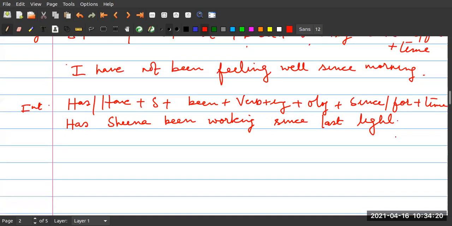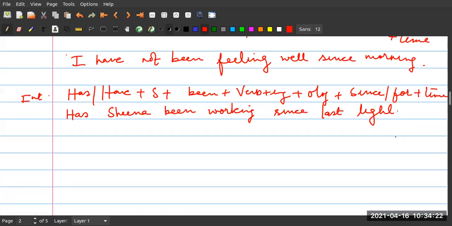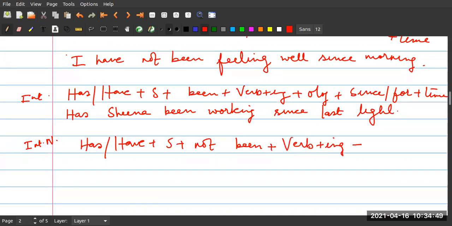Okay. Then the last one in this, interrogative negative. Interrogative negative is also very easy. You just have to add not after the subject. Has or have plus subject plus not plus been plus verb plus ing plus object plus since or for plus time expression.